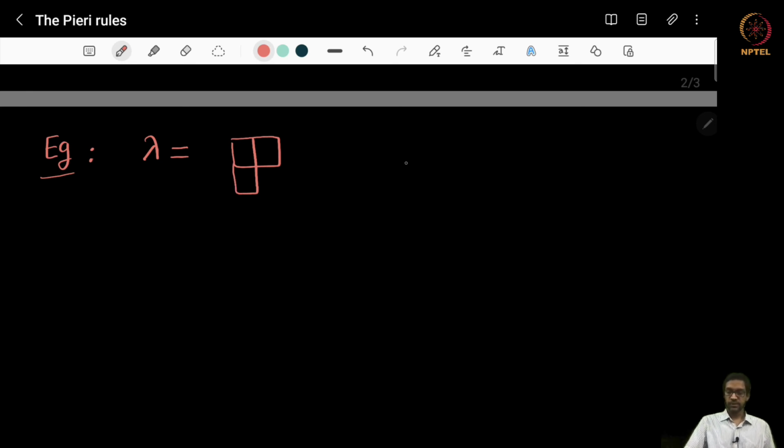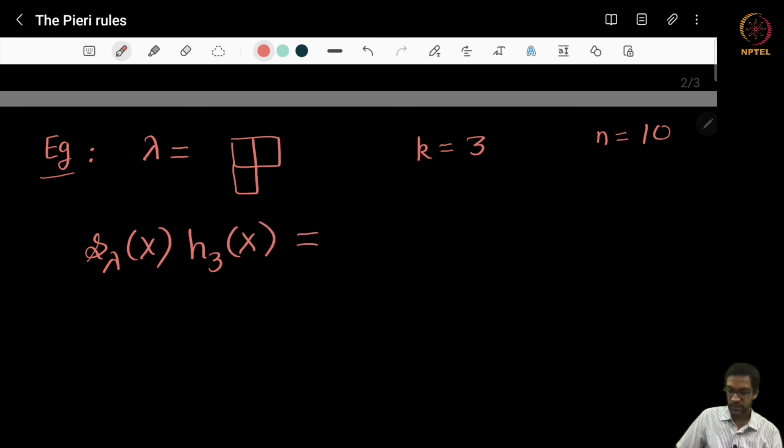Let's just take something simple here. And if K is 3, and let me assume that n is large enough. So I have some large number of variables, say 10 variables. Now here's the question: what happens when I multiply the Schur function S lambda by the complete symmetric function H3? Now the Pieri rule says, first look at the horizontal shadow. In this case, the horizontal shadow is all of these, and this. So that's the horizontal shadow.